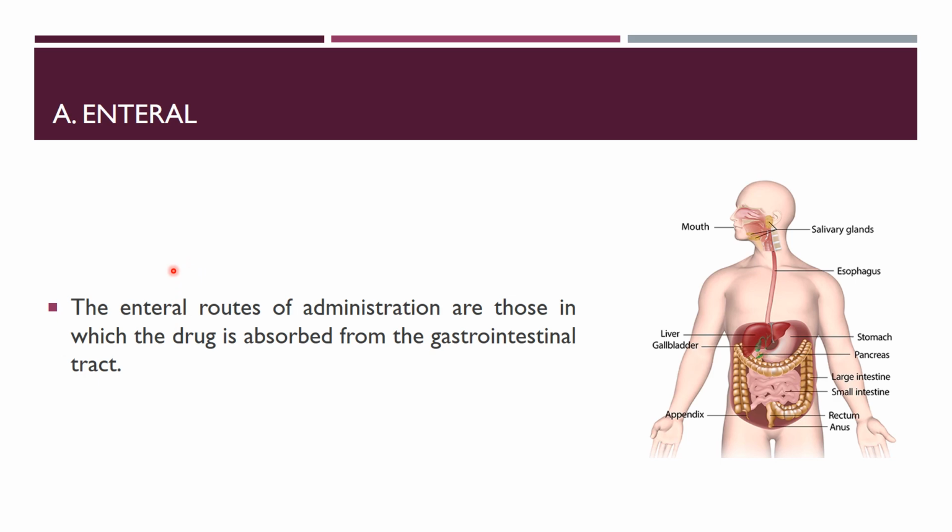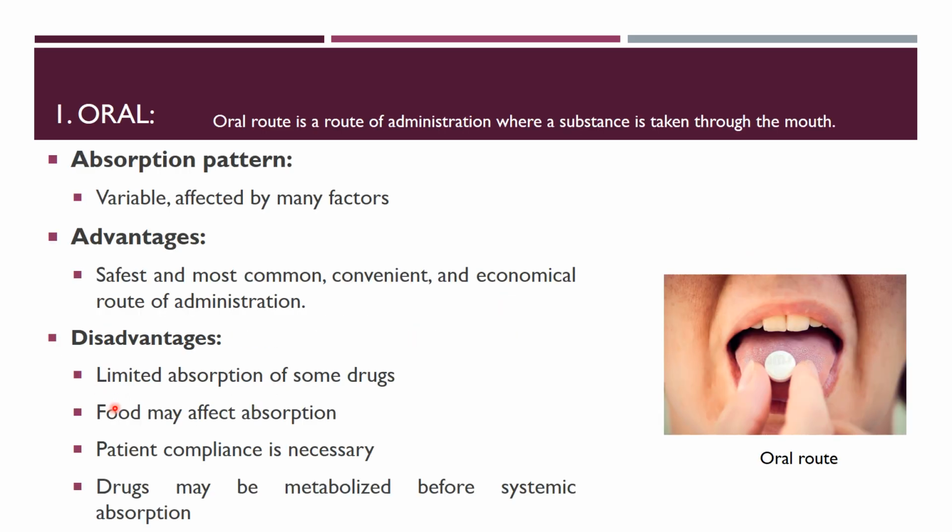Let's start from the enteral route. Enteral routes of administration are those in which the drug is absorbed from the gastrointestinal tract. Oral route is one of the categories of enteral route. Oral route is a route of administration where a substance is taken through the mouth. Absorption pattern of oral route: it is variable and affected by many factors.